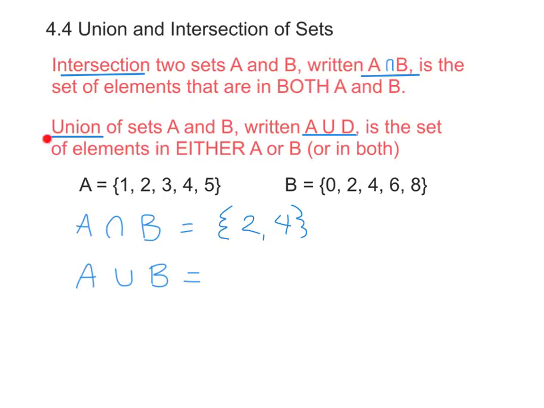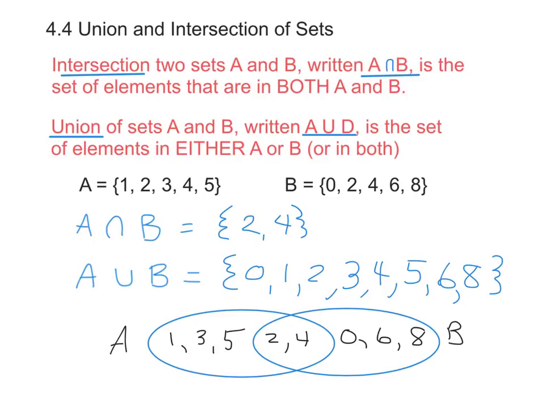A union B, the union of sets A and B, is written A ∪ B, U for union, and those elements can be in either A or B or in both. In other words, I just want to unite them all and take the whole thing. So if I take all of them, there's a 0, 1, 2, 3, 4, 5, 6, and 8. That would be uniting the sets and taking all the members.